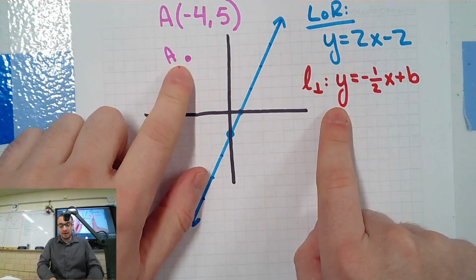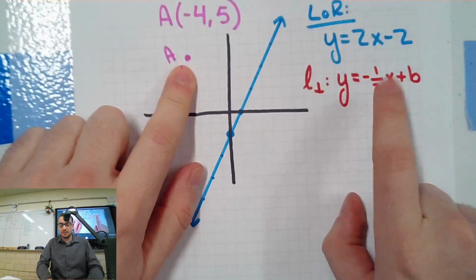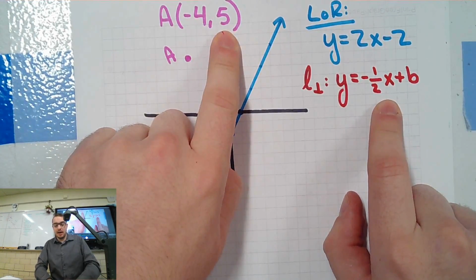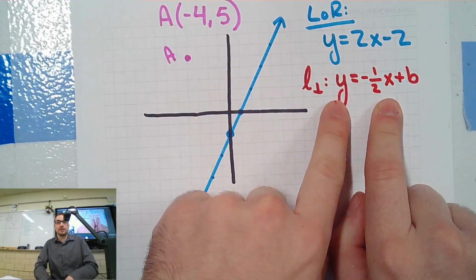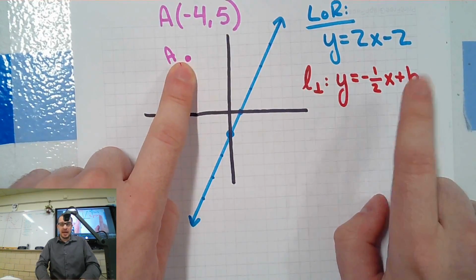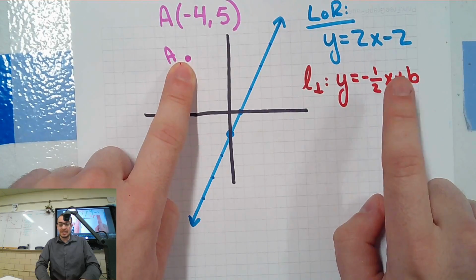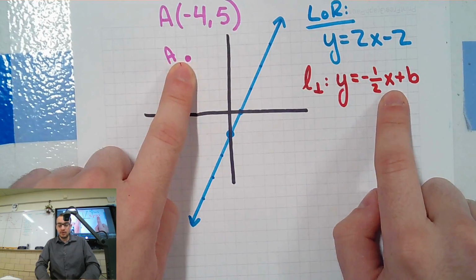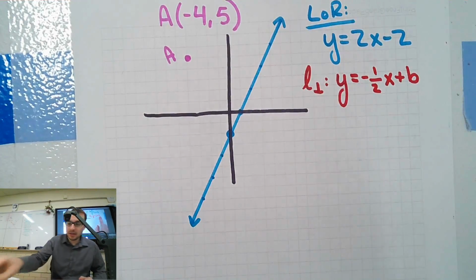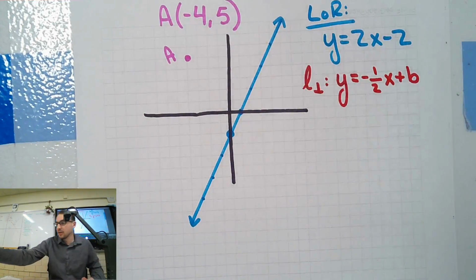So what we want now is to put A on this line. So we want negative 4 and 5 to pop out. So negative 4 goes for x, 5 should pop out for y. That's what we want, so it goes through that point. Meaning we have to figure out what B has to be in order for us to get that, right? So if we plug in negative 4 here, what does B have to be to make this all equal 5? So we're going to plug in negative 4 and 5. When we do that, we get this.